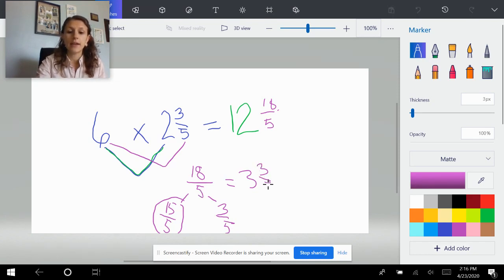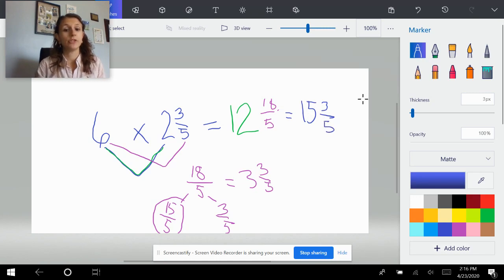All right, so now we need to go ahead and combine everything for our final product. So I would have 12 and 3, which would give me 15, and then I have that 3/5. So 6 times 2 3/5 would give me 15 and 3/5.